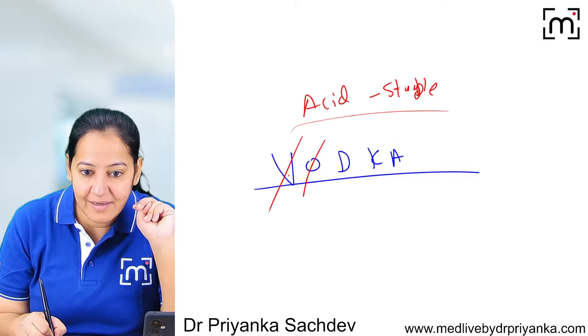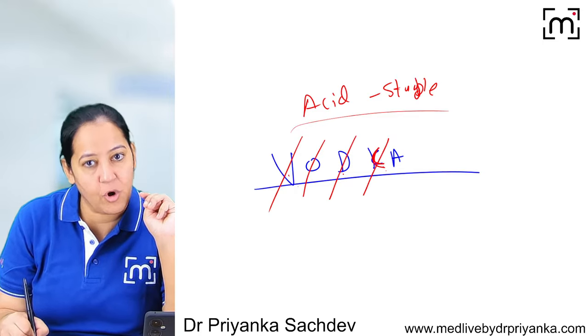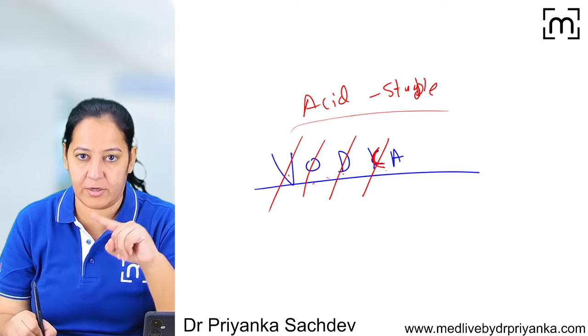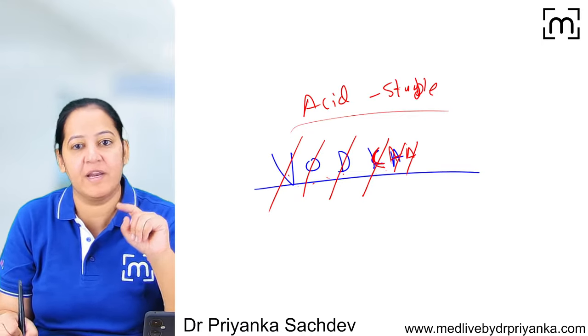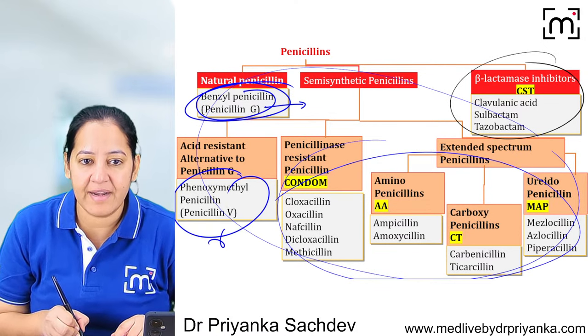O for oxacillin. D for dicloxacillin. Actually it is C, not K. It is cloxacillin, dicloxacillin. And both A's are there: ampicillin, amoxicillin. Can you mark the vodka here for me? Where is vodka? Can you please mark and highlight the vodka?